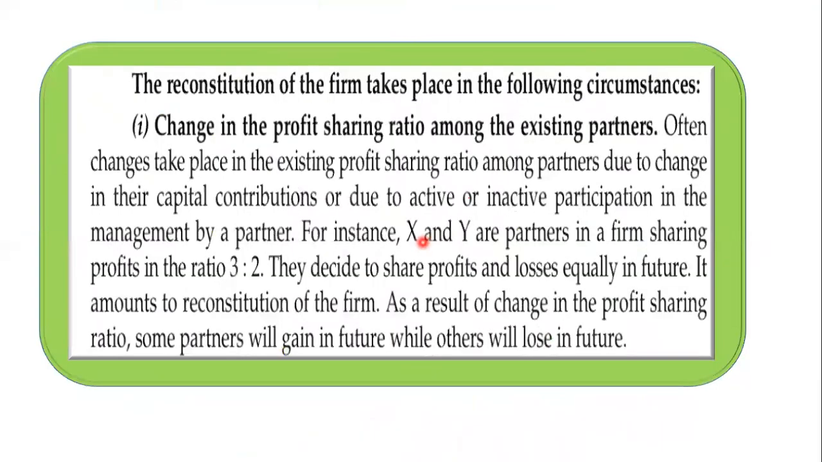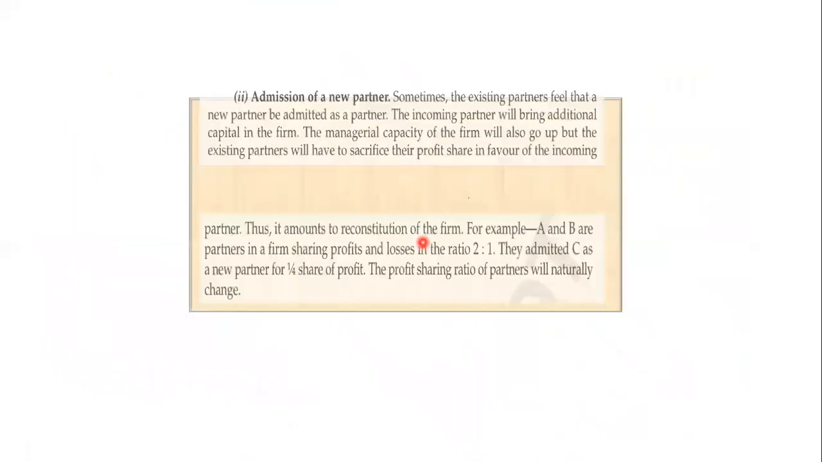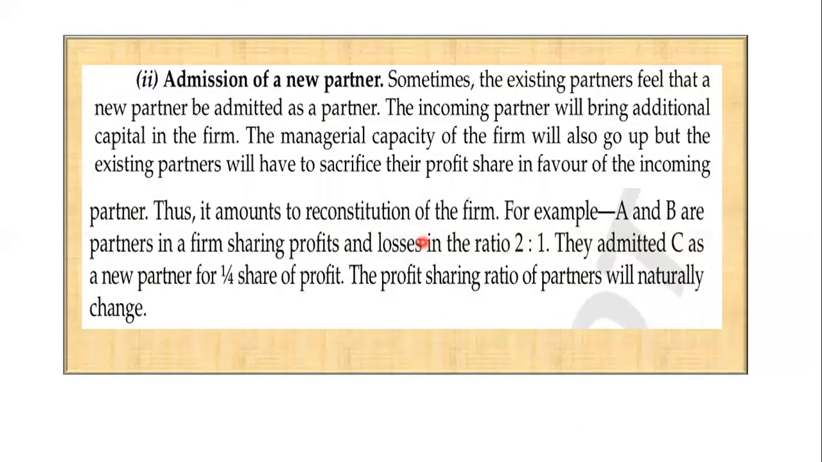Now let me move to the next. The second circumstance is admission of a new partner. Suppose that there were two partners, partner A and B, and now they decided to admit Mr. C as a new partner. So obviously, if C is entering into the firm, a new agreement is to be made. The old agreement comes to an end between A and B, and the new agreement would come into existence between A, B, and C. So this is one of the reasons for reconstitution of partnership.